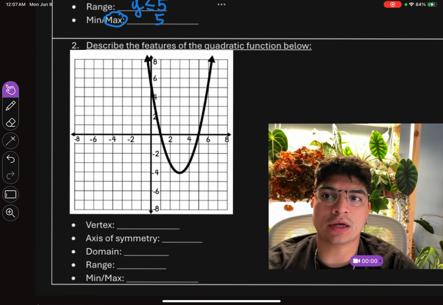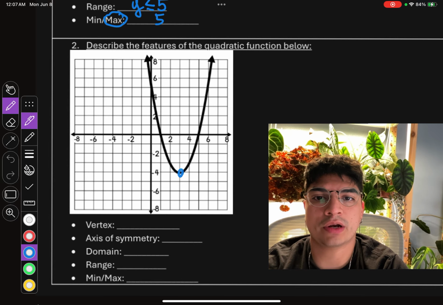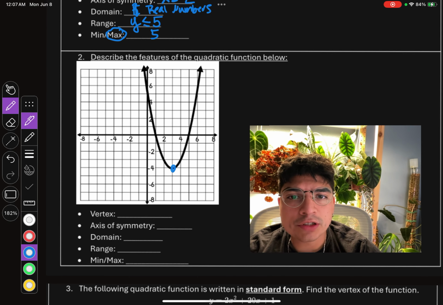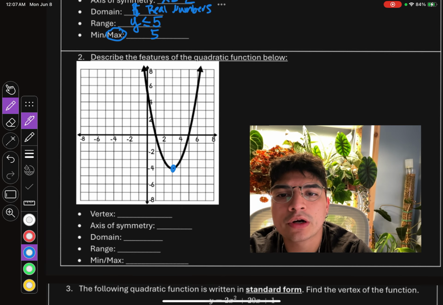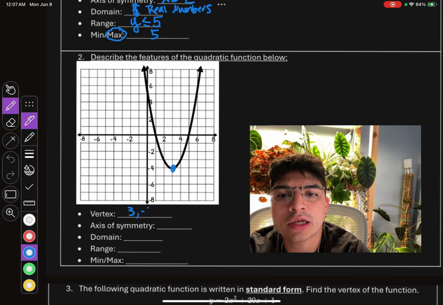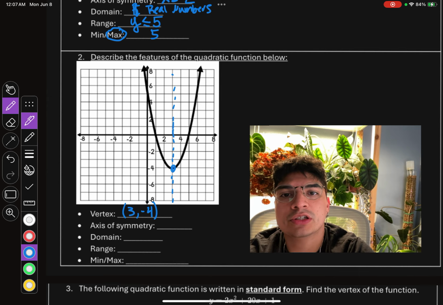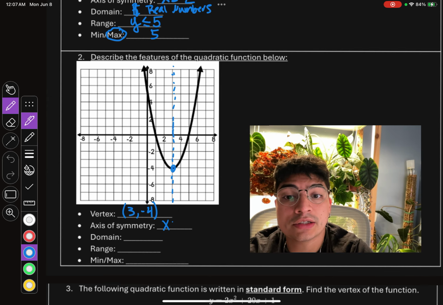So doing this one, right? Same things. I'm going to go ahead and start with what is my vertex. It's going to be this point right here. The vertex in this case is going to be, reading off this graph, (3, -4). The axis of symmetry is going to be this line right here where it starts to reflect. And that is going to be x is equal to, in this case, 3.